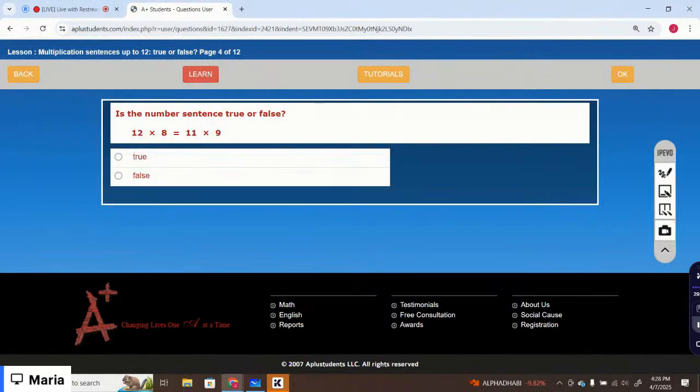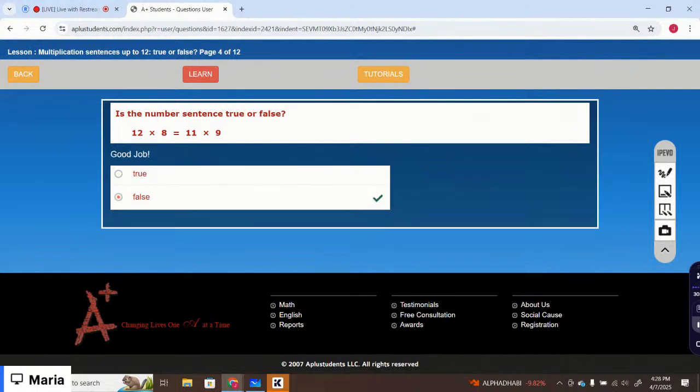Is the number sentence true or false? 12 times 9 equals 11 times 9. False it is. Option number 2 is the correct option.